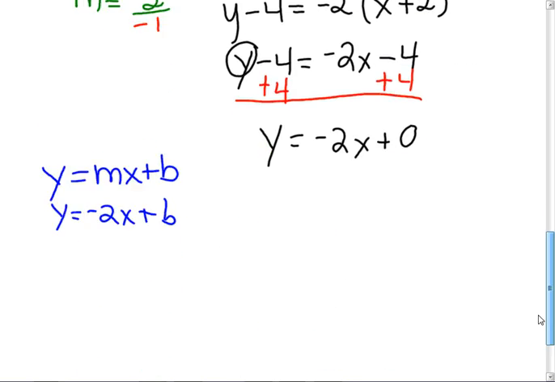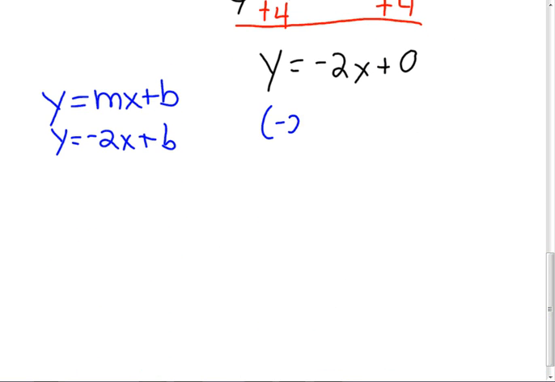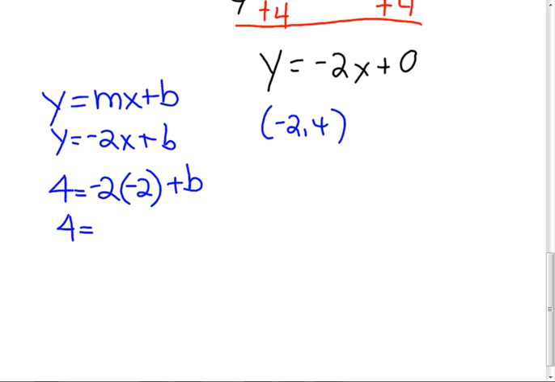Okay, so that ordered pair, negative 2, 4, just helps us see it. Okay, so 4 goes in for y equals negative 2 times x, which is negative 2, plus b. And so 4 equals, what's negative 2 times negative 2? It's a positive 4. So what's b equal to? We're not done. This is the problem. We're not done.